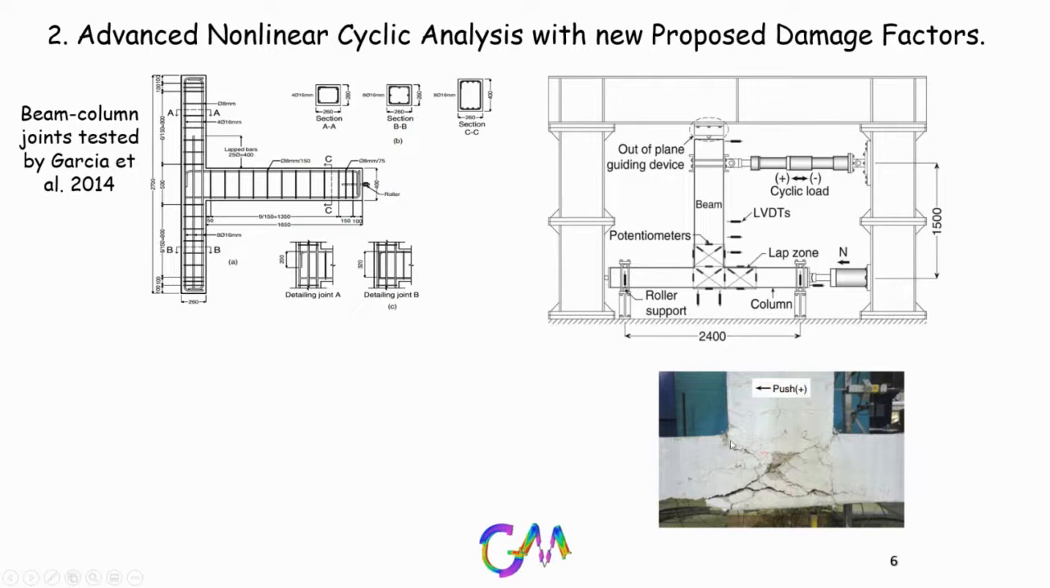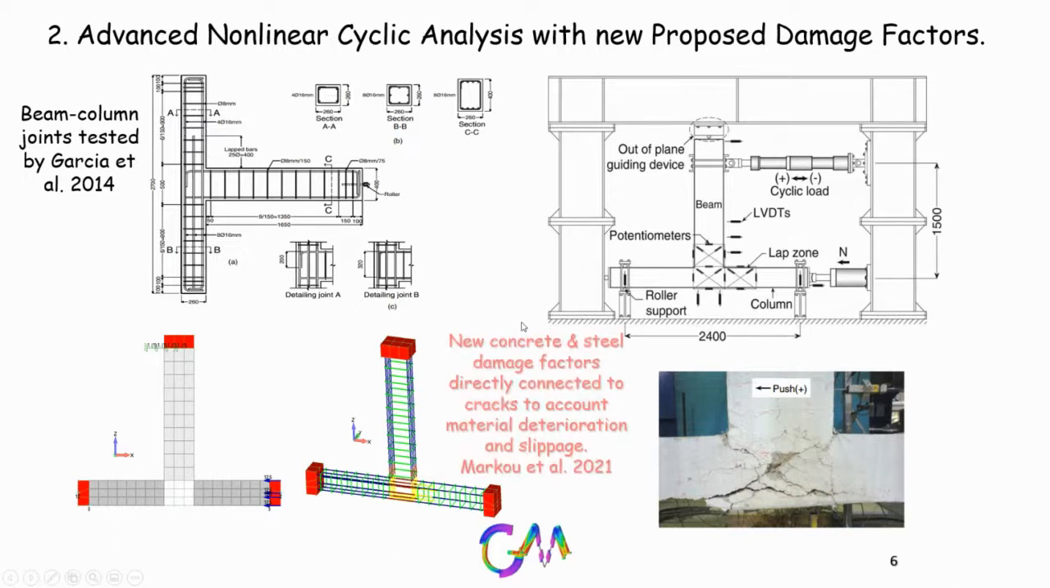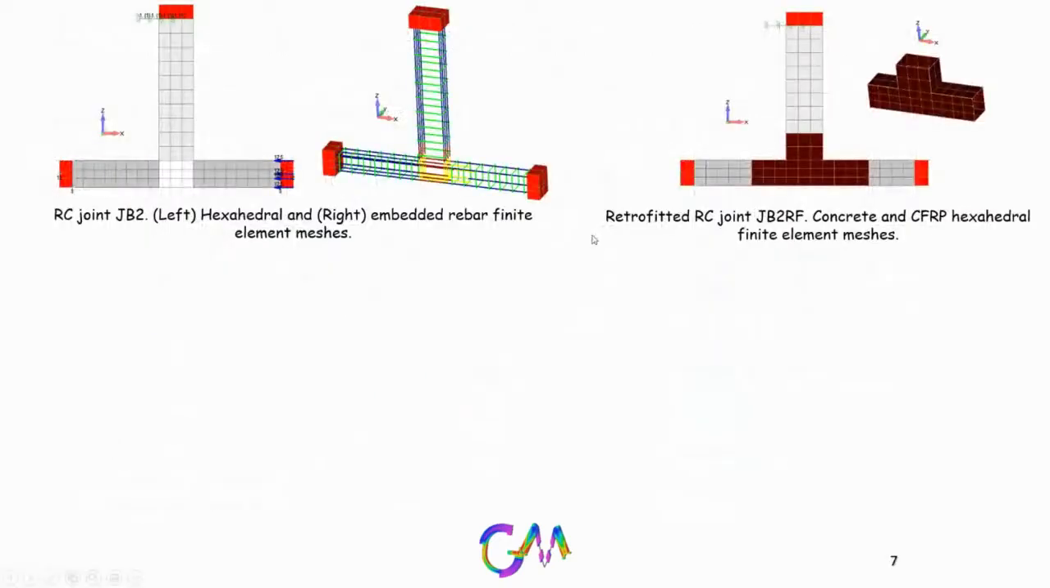And of course, as you can see, this is a bare reinforced concrete joint with the cracks after the end of the experiment. And this was the model that was developed in the current fair with the help of FEMAP in order to model the mechanical response of the structure. And of course, we also used the new concrete and steel damage factors in order to capture the deterioration due to the cyclic loading of this joint. This was published in Markou et al. 2021. So this is the JB2 specimen, which is a bare reinforced concrete specimen.